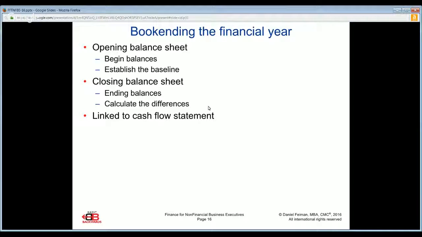We also will find that as we get into the cash flow statement, you'll see how the cash flow statement is linked back to the balance sheet. So we know that the cash entry is correct.